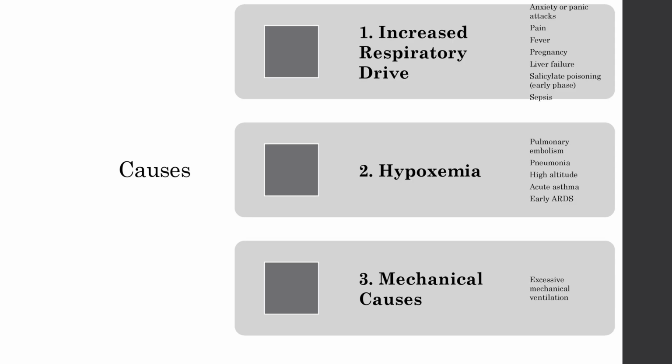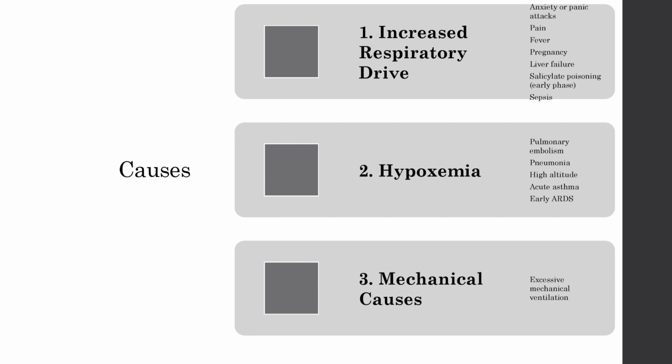Causes can be divided in 3 categories. Number 1. Increased respiratory drive. The common underlying reasons of increased respiratory drive include anxiety or panic attacks, pain, fever, pregnancy, liver failure, salicylate poisoning, early phase, and sepsis.